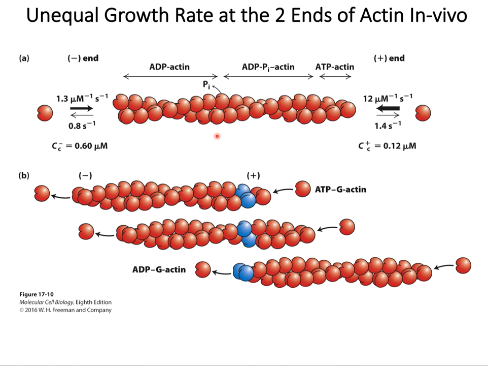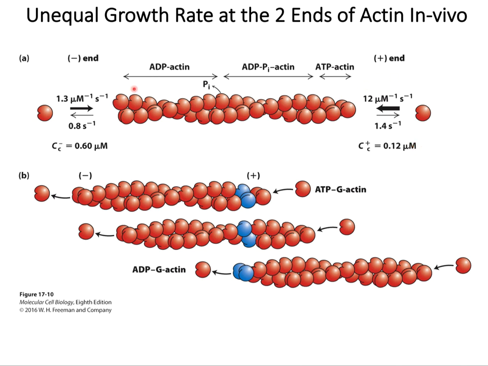But what is the implication of these association and dissociation rates for actin dynamics? As it turns out, at the plus end, the critical concentration, denoted as Cc plus, is 1.4 subunits per second over 12 subunits per second. That is 0.116, rounded to 0.12 micromolar. So above this concentration, which is 0.12 micromolar, G-actin is added to the plus end and it grows.